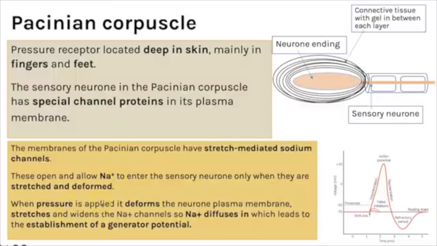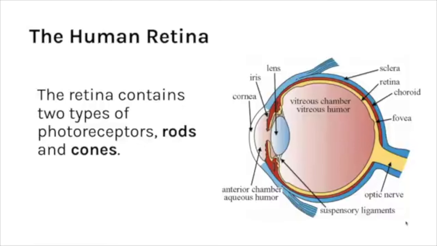So if pressure is applied to the finger, for example, the Pacinian corpuscles deep in the skin of your finger will be stretched and deformed. That will widen the sodium ion channels, and therefore sodium ions will be diffusing in, which leads to the establishment of this generator potential. So it's diffusing into the axon within the sensory neuron, and if enough sodium ions diffuse in to exceed that threshold, then you have an action potential and a response will occur.